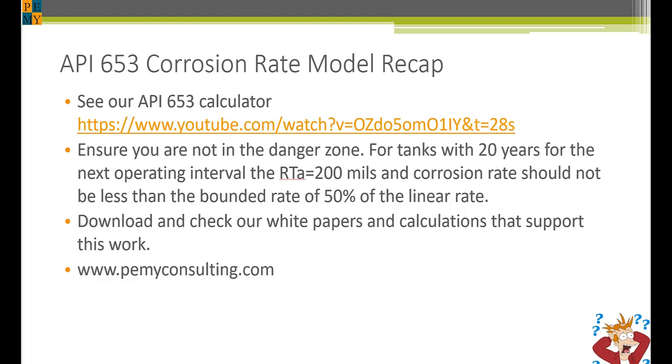Second point is we want to ensure that you're not in the danger zone. Basically, we want to make sure that you're considering the bounded corrosion rate so that under the linear model you don't get a hole through because of the flaws that are in API 653. And again, they only occur under unique conditions.